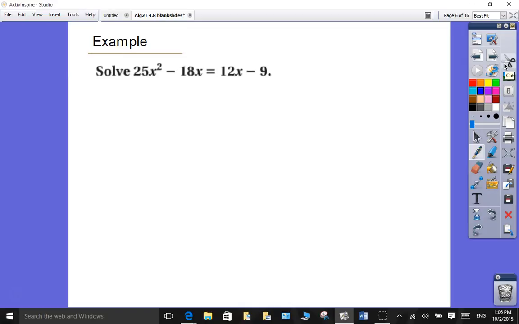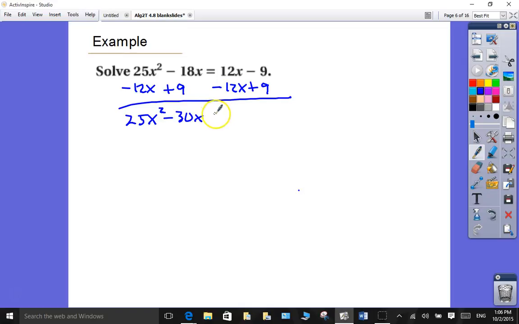I'm going to do this example, and then you get a couple to try. So what do I need to do to this one before I try plugging things into the quadratic formula? It needs to all be set equal to 0. So I'm going to subtract 12x and add 9 to both sides. So now I have 25x squared minus 30x plus 9 equals 0.